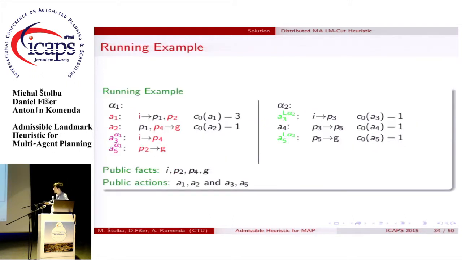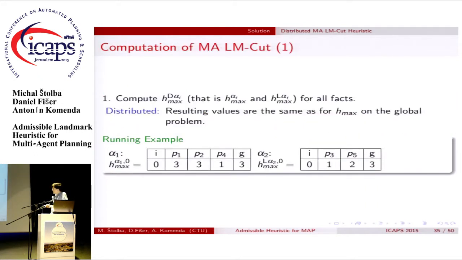This is the same for the running example. It's pretty much the same. There is just some technical detail that we keep the initial and the goal facts there, but it's just a technicality. Okay, so now we need to compute the H-max heuristic. We do it in a distributed way. Unfortunately, I don't have time to describe it here. But what is important is that the resulting H-max values are exactly the same as would be for the centralized H-max on the global problem.